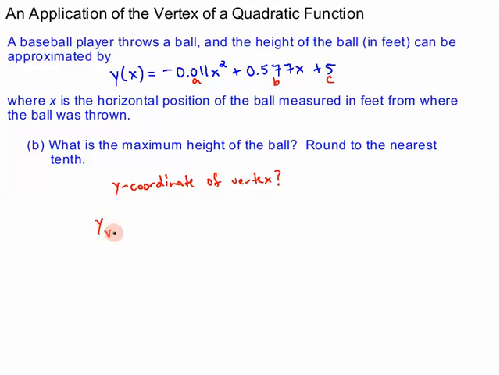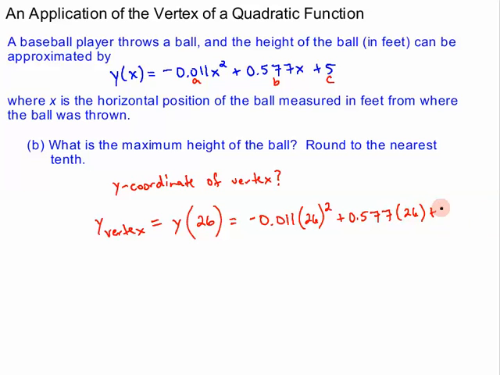Well, we already know that the y-coordinate of the vertex would be the function, which is called y as well, and we plug in the 26, which was the x value we found. So you plug 26 in everywhere you see an x, and you have negative 0.011 times 26 squared plus 0.577 times 26 plus 5. Put that into your calculator and round it to the nearest tenth of a foot. And it looks like to the nearest tenth you get something like 12.6. And y, again, the height is measured in feet, so I can say 12.6 feet.